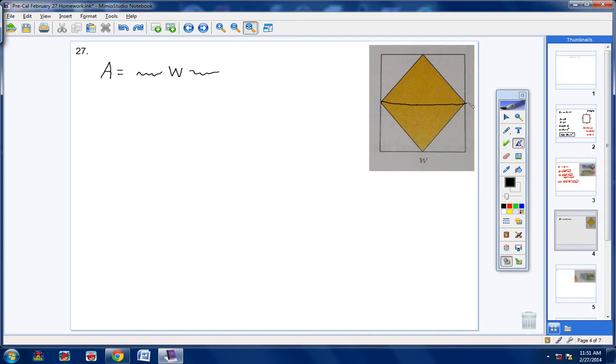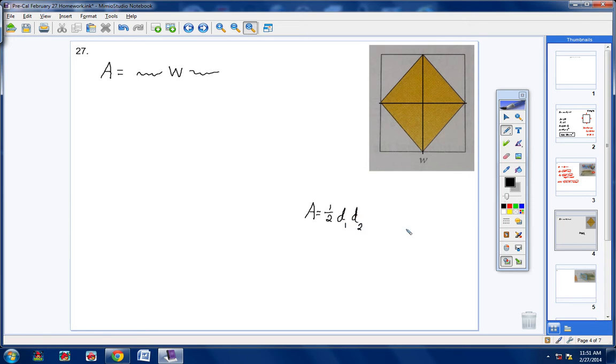So there's one line going straight across. Not the best drawing, but I think you get the idea there. And then here's another diagonal coming down. Rhombi is plural for rhombus, okay? Some say rhombuses, that's okay, but most say rhombi. So all rhombi have two diagonals. And here's how you find the area of a rhombus. Are you ready? Its area equals 1/2 times diagonal 1 times diagonal 2.